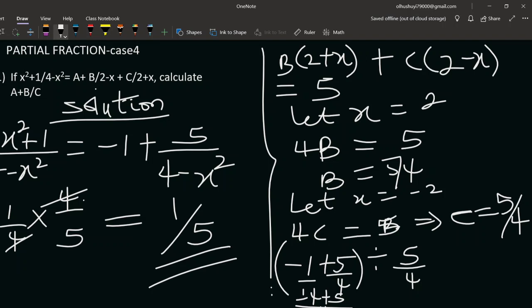Now you can play with other questions that are like this, such that the numerator is of a degree that is equal to the denominator or greater than the denominator. So you use the same approach.